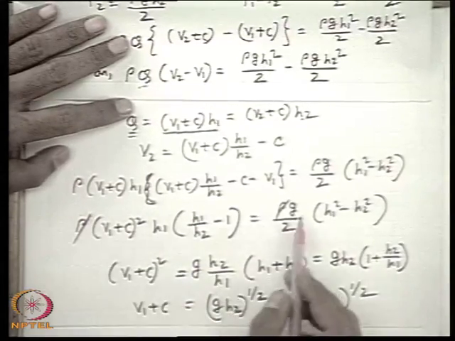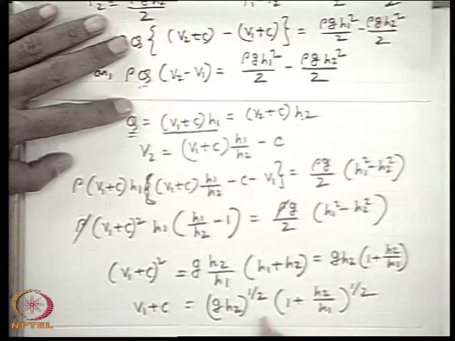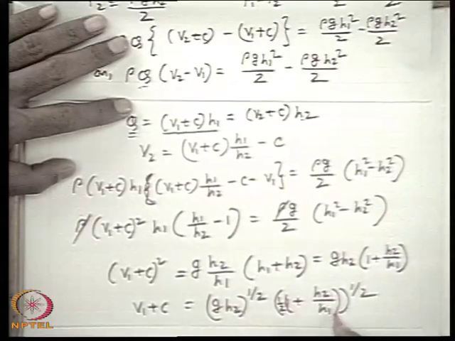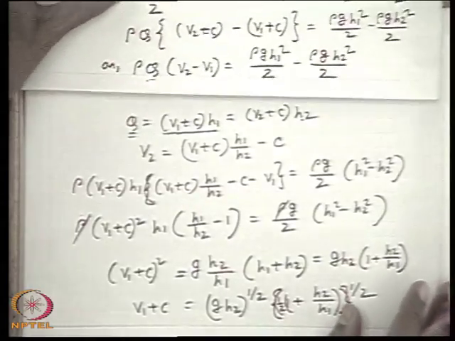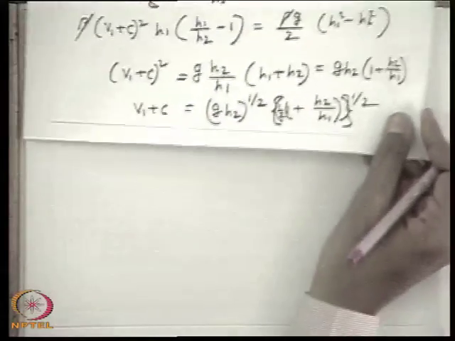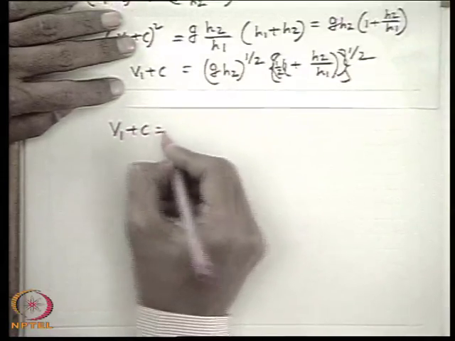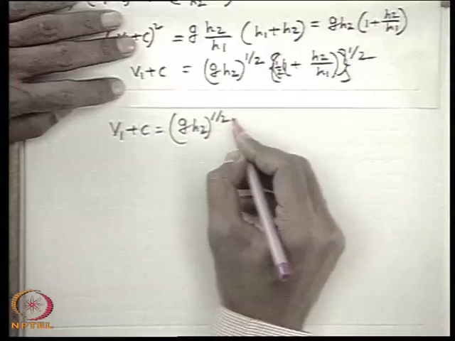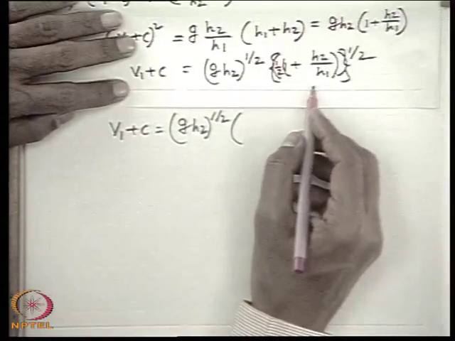Okay, so this is okay. There was a 2 missing, so 2 will be there. So divided by 2 to the power half, or what we can write here, half into (1 plus h2 by h1), and we can make a second bracket. Okay, fine. So we can write it again: V1 plus C is equal to (g h2) to the power half into (1 plus h2 by h1) by 2.